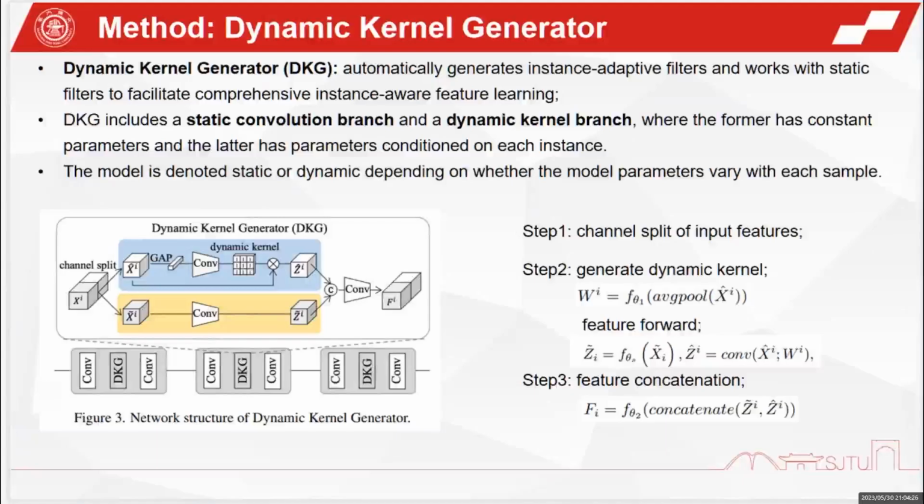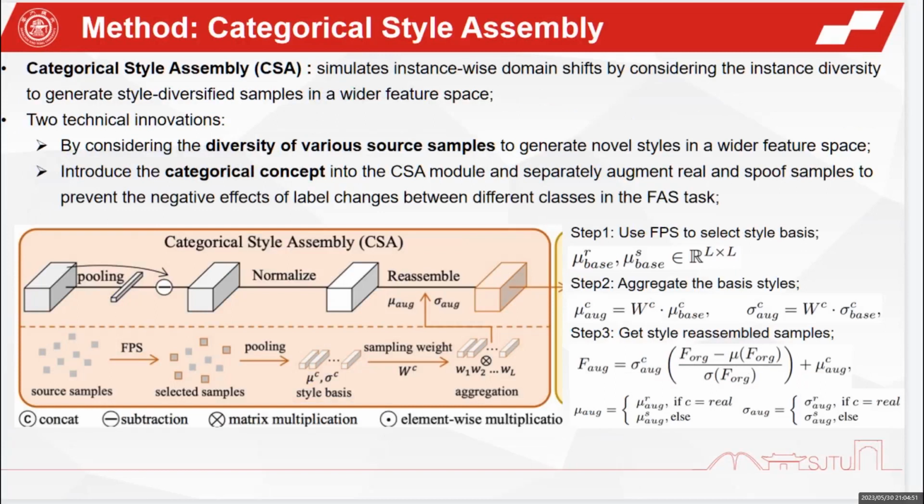As for DKG, it includes a static convolutional branch and a dynamic kernel branch, where the former has constant parameters and the latter has parameters conditioned on each instance. We first split the channels of input features, then generate the dynamic kernels, and finally perform a feature concatenation. Then we present CSA. We have two technical innovations here. Firstly, we consider the diversity of various source samples to generate novel styles in a wider feature space. Besides, we introduce the categorical concept into this module, and separately augment the real and spoof samples to prevent the negative effects of label changes between the different classes. In detail, we first use FPS to select the style bases and store them in a memory bank. Then, we aggregate those basic styles and finally get the style reassembled samples.